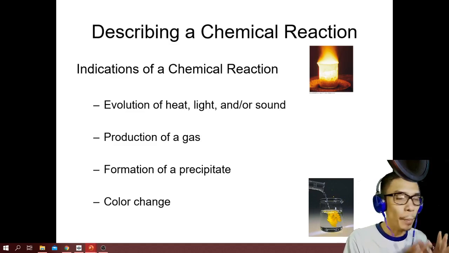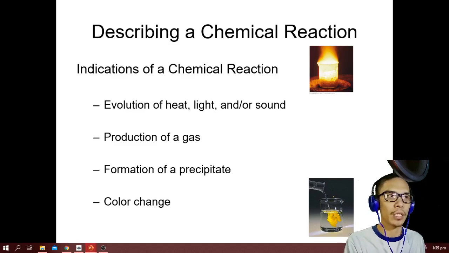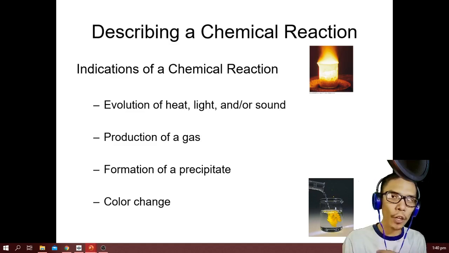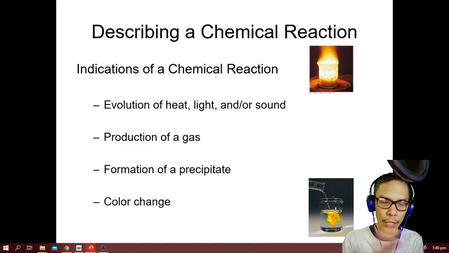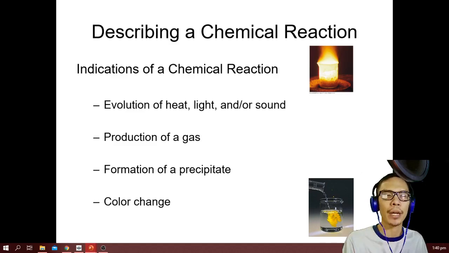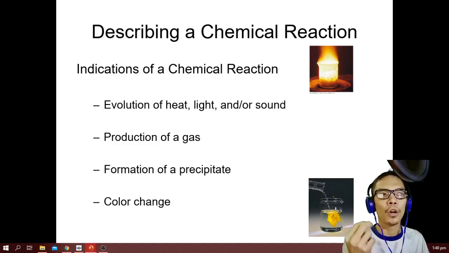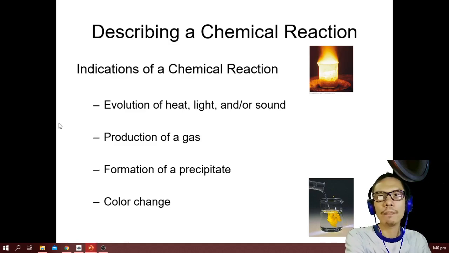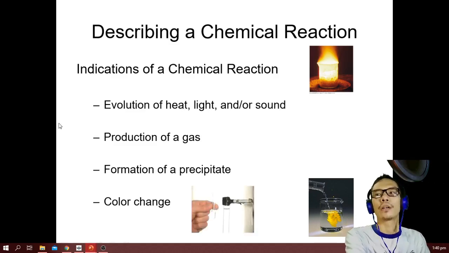You do not change the color of the material in order to say that it is a physical change. There's no color change in a physical change, but in a chemical change, every time you have a chemical reaction, there is always a color change. So if the color of your product changes from its original, then there is a chemical reaction happening in your experiment.